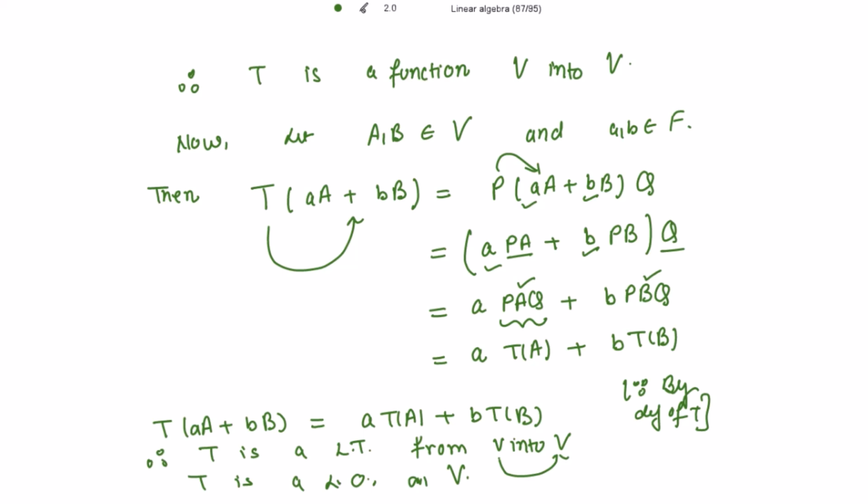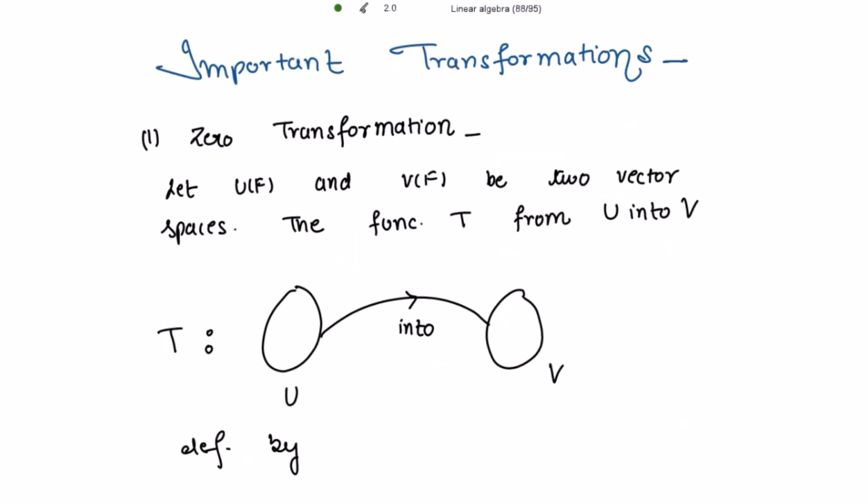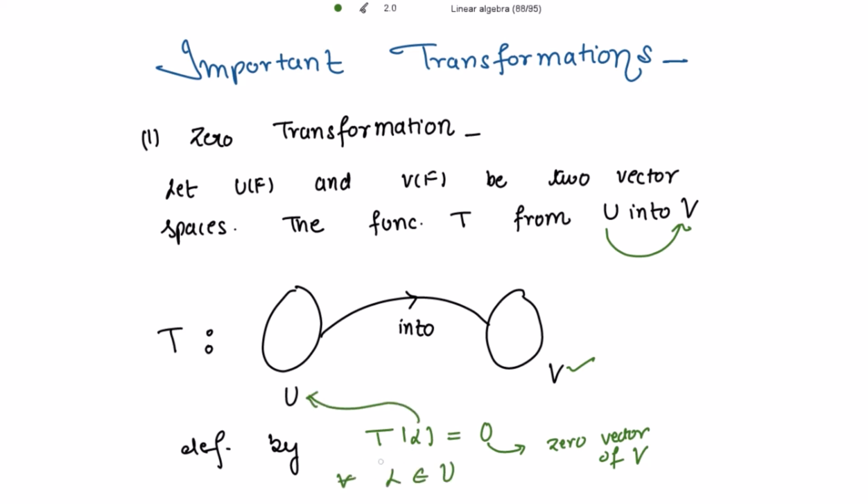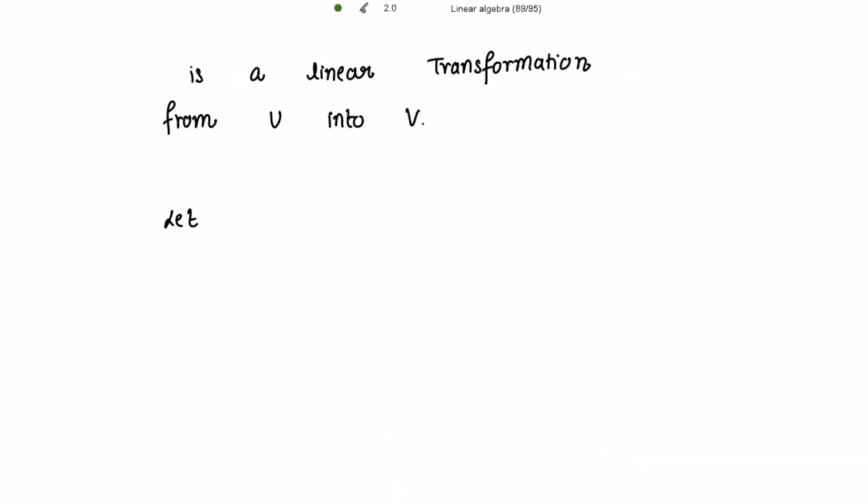Right? Okay. Let's discuss some important transformations. Number one is the zero transformation. Let U(F) and V(F) be two vector spaces. The function T from U into V is defined by T of alpha is equal to 0. This 0 is the zero vector of V, for all alpha belonging to U. So T defined by this is a linear transformation from U into V.